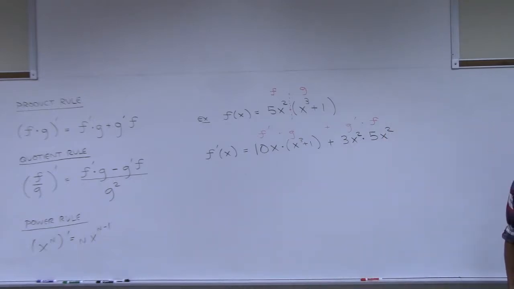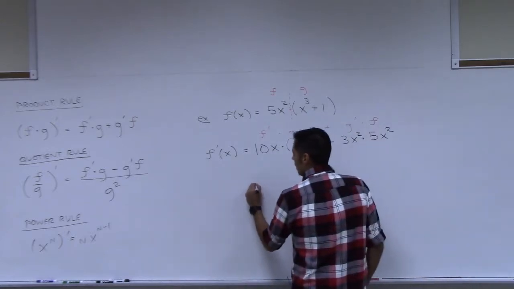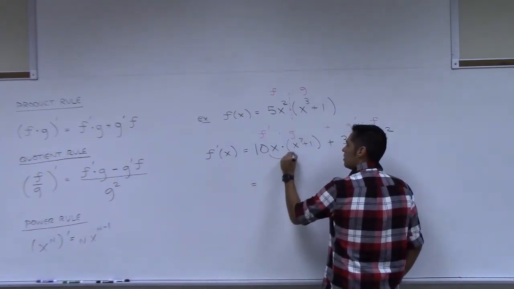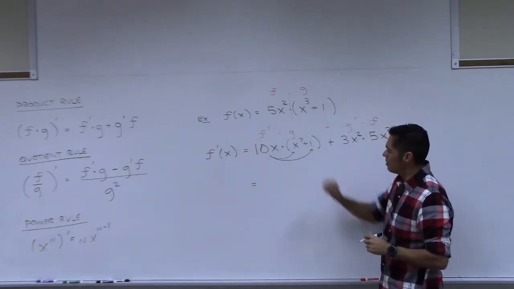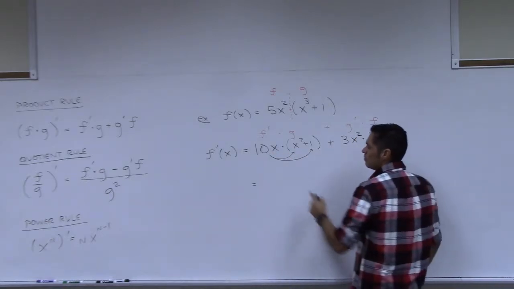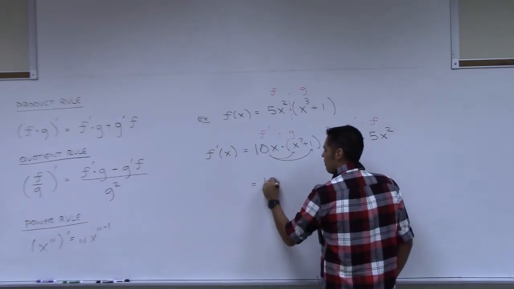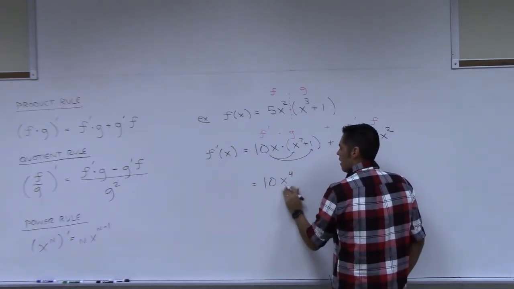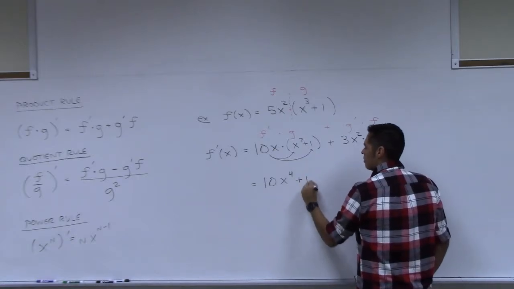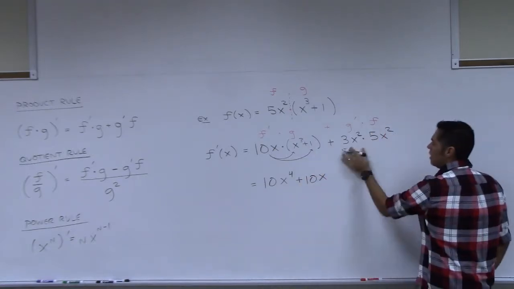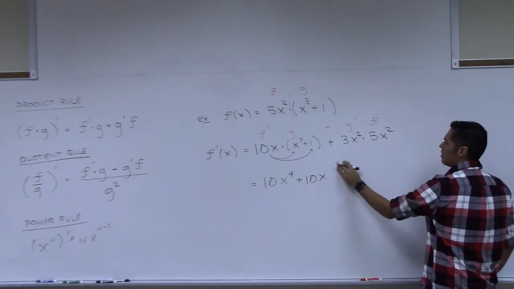I'm just going to clean it up a little bit. And what I mean by clean it up is, yes, I'm going to distribute this 10x through this parentheses. So what happens when I multiply 10x times x cubed? 10x to the 4th. And then what happens when I multiply 10x times 1? Just get 10x.